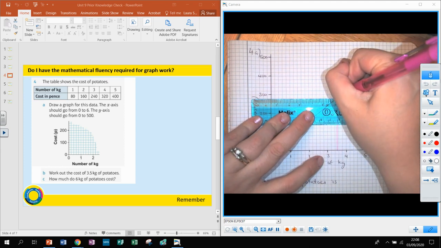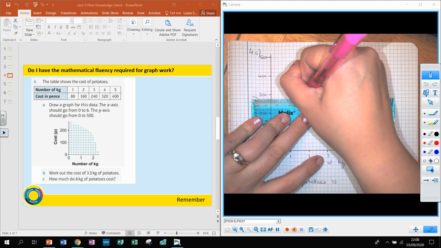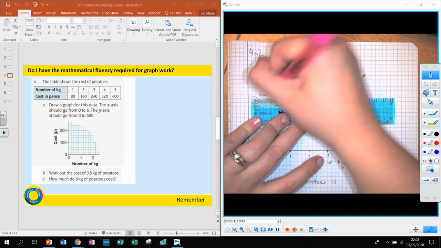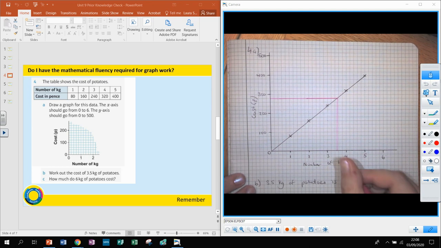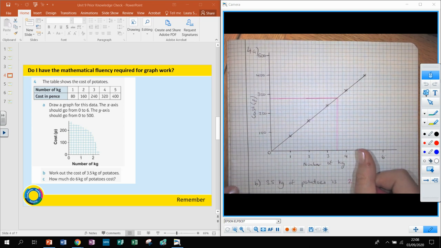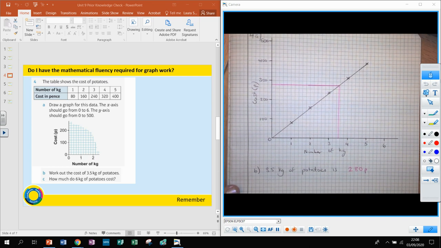Now, they will always accept a range of possible values because everybody's lines are going to just be slightly different, slightly more crooked than another one. But I am at 280. So 280 pence.